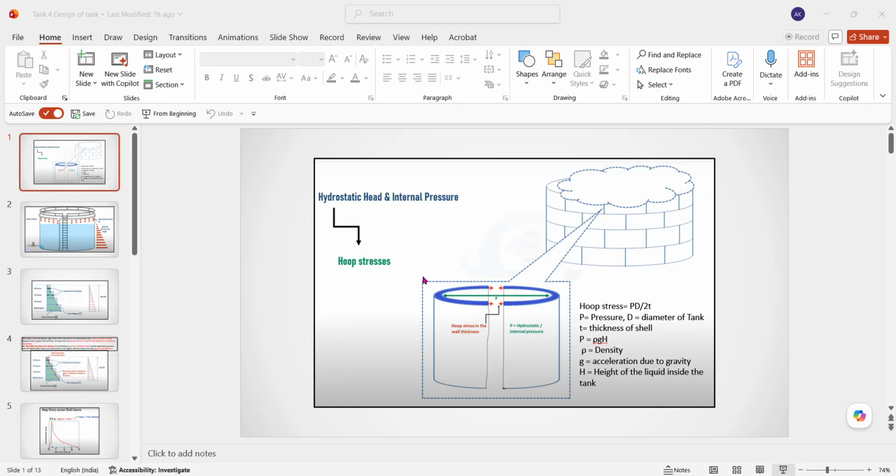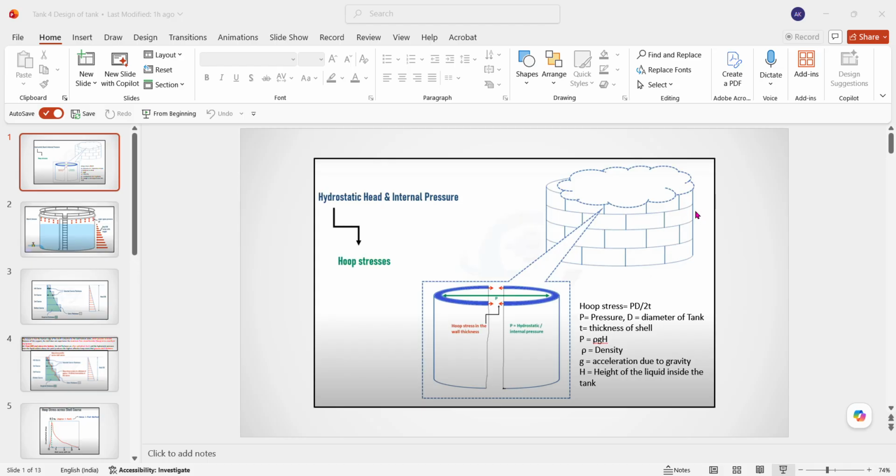So what is P? P is the internal pressure due to the liquid level of the tank or inside vapor. So P is equal to rho g h. Rho is the density, g is the acceleration due to gravity, and h is the height of the liquid inside the tank. So this will give you the pressure, and it will certainly be more at the bottom, and gradually it will come down.